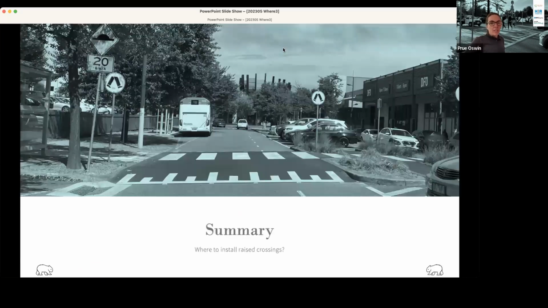Yeah, with the raised intersections, usually it's about raising the entire intersection. So you're not going up, down. It's raising on the approach to the intersection, but we can put in some examples of that as well.